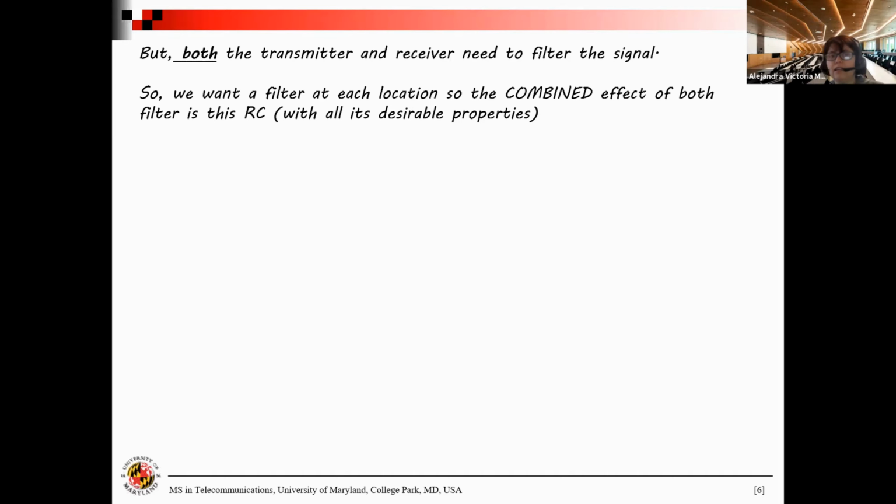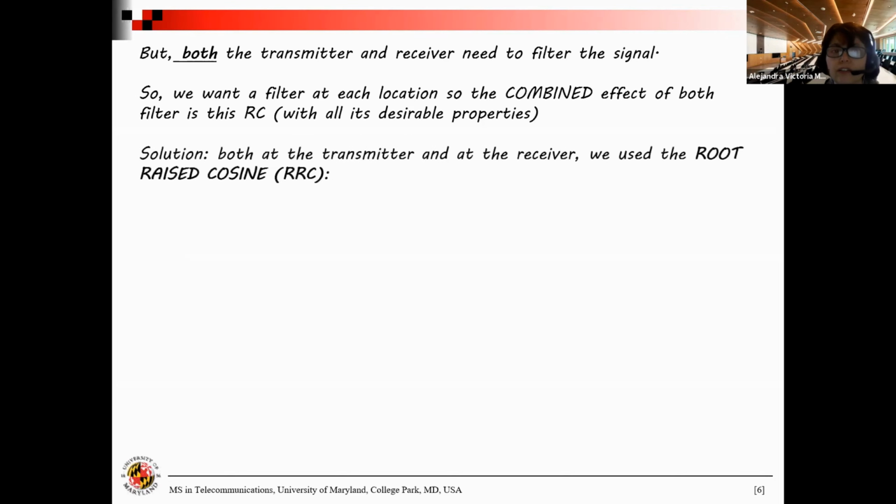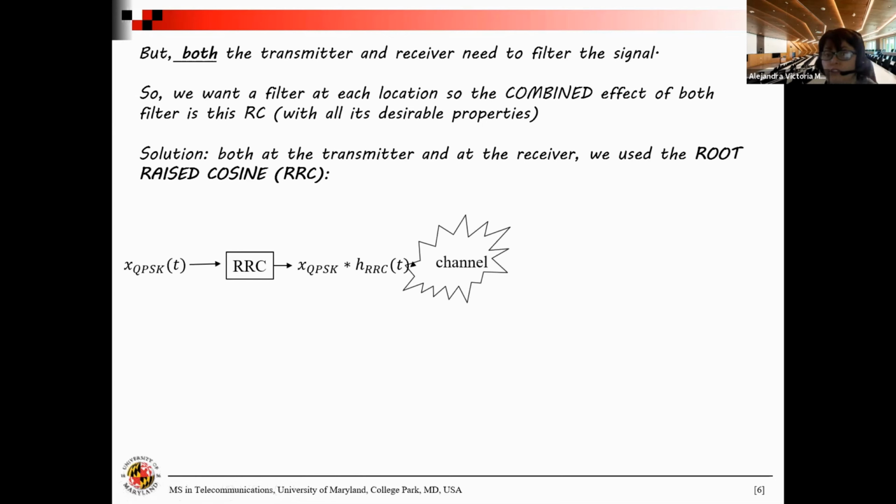What we would like is that the combined effect of both filters from the transmitter and the receiver, together, act like a raised cosine. So since the transmitter and the receiver are each going to have a filter, and collectively we want that to be the raised cosine, at each of the transmitter and receiver we use the root raised cosine. So this is the transmitter, our QPSK signal is going to go into the root raised cosine filter. The output is the convolution of the impulse response of the root raised cosine with our QPSK signal. Then it goes into the channel.